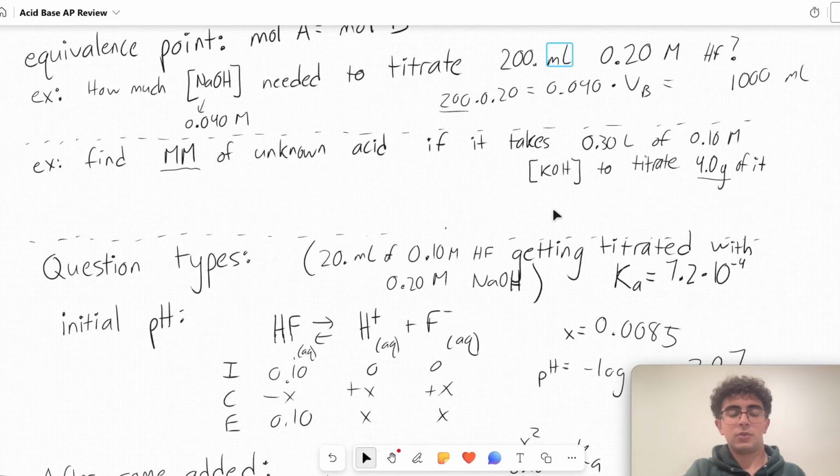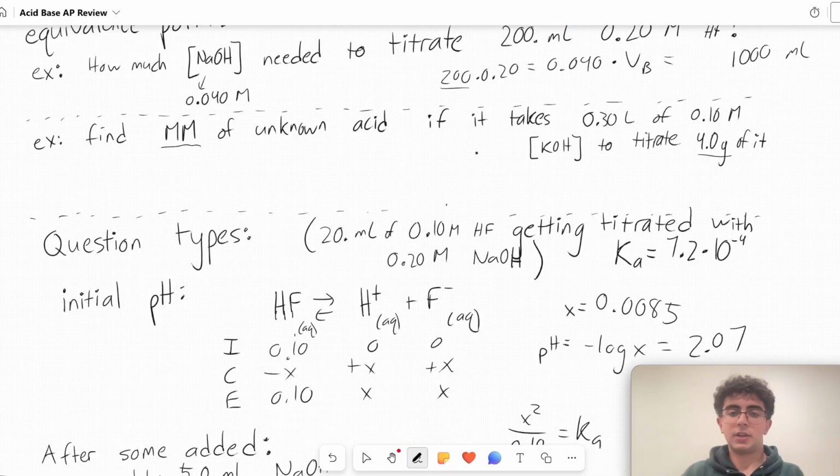Another thing you could be asked to do is find the molar mass of an unknown acid, if it takes 0.30 liters of 0.10 molar of this to titrate 4 grams of it. So it looks a bit different at first, but it's the same idea. You can get moles of base because you have volume and molarity. So that's the first thing we'll do. We'll get the moles of base by multiplying those two together, and this is about 0.030.